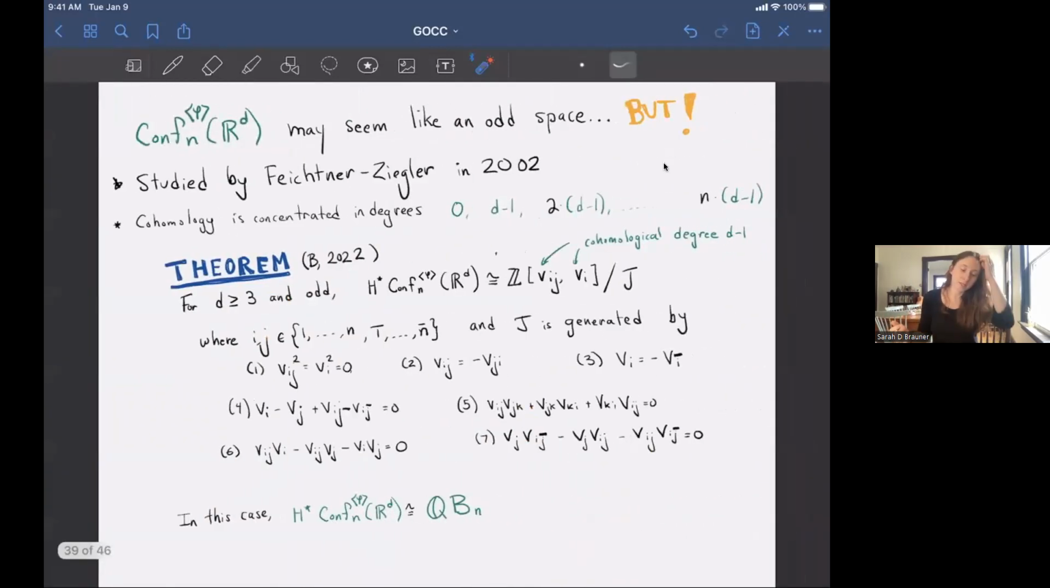Okay, so it might seem like a strange space, but it was studied by Feichtner and Ziegler in the context of orbit configuration spaces of spheres. Again, we have that the cohomology is concentrated in degrees that are multiples of d-1. And we have a presentation that looks very similar to the type A configuration space presentation. I don't want to dwell on the details of this presentation, but it's very reminiscent. And in particular, in the case that d is odd, I again have that the total representation here is the regular representation of B_n.